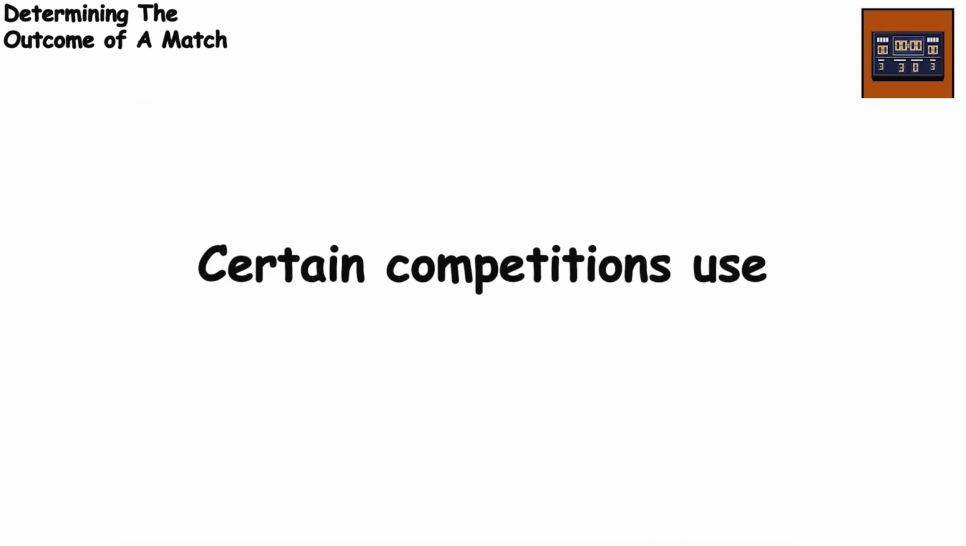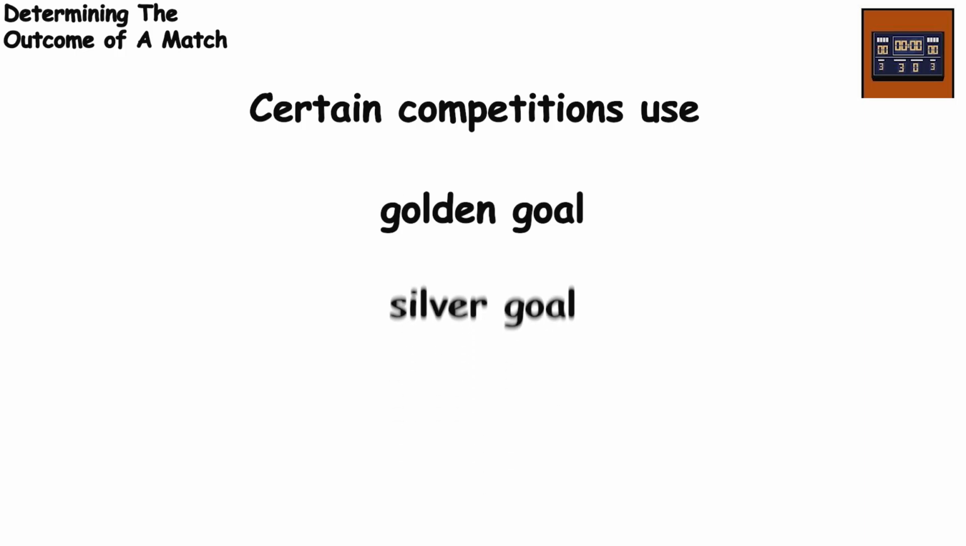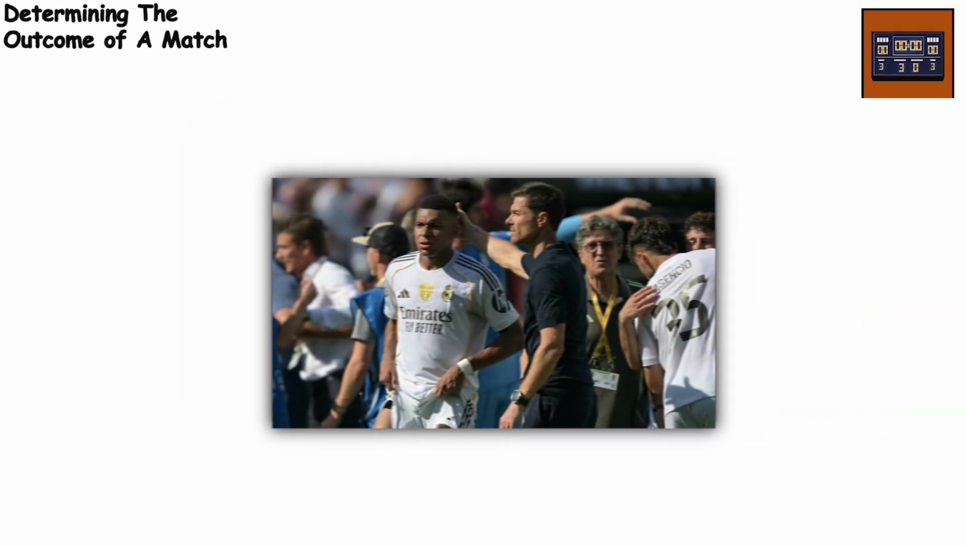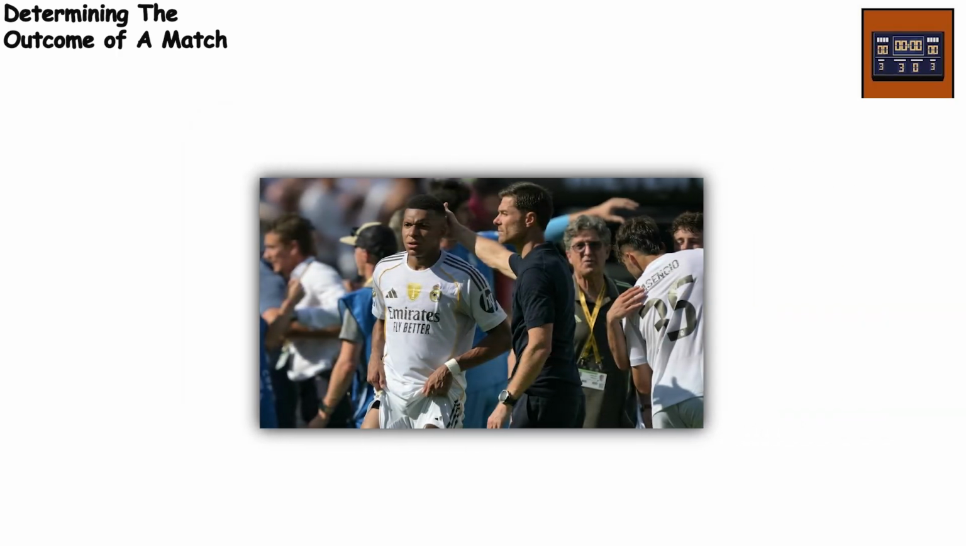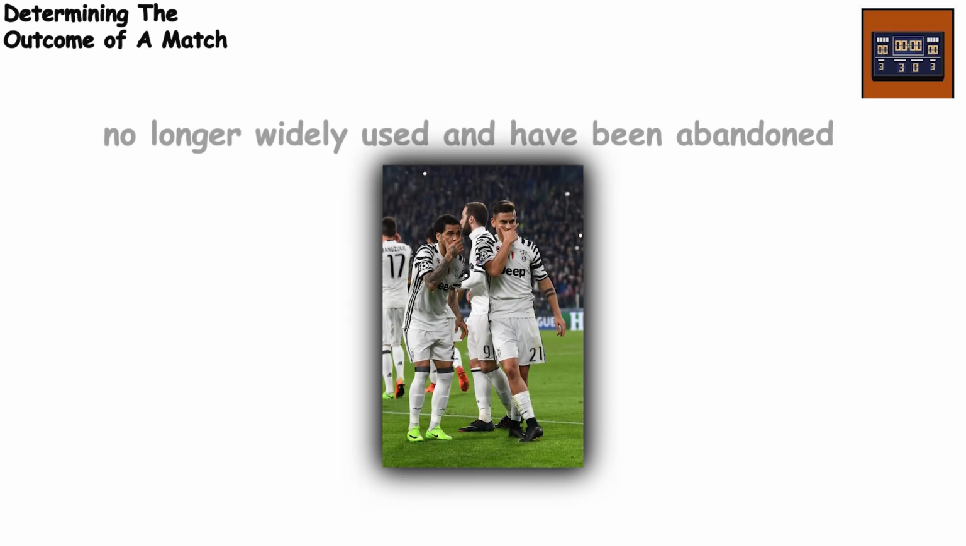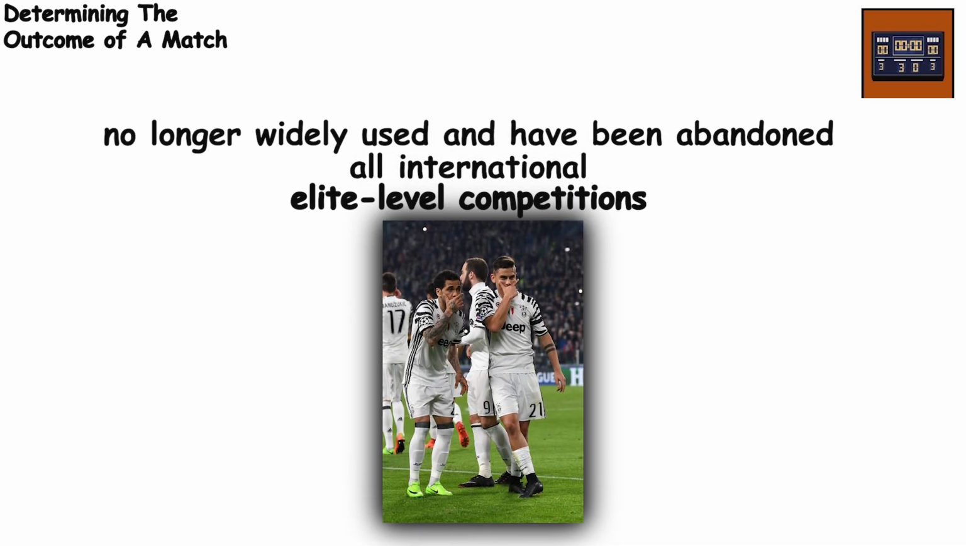Certain competitions use the golden goal, or silver goal concept in rare cases. In golden goal, the first team to score during extra time wins immediately. In silver goal, the team leading at the end of the first extra half wins. These methods are no longer widely used and have been abandoned in almost all international and elite-level competitions.